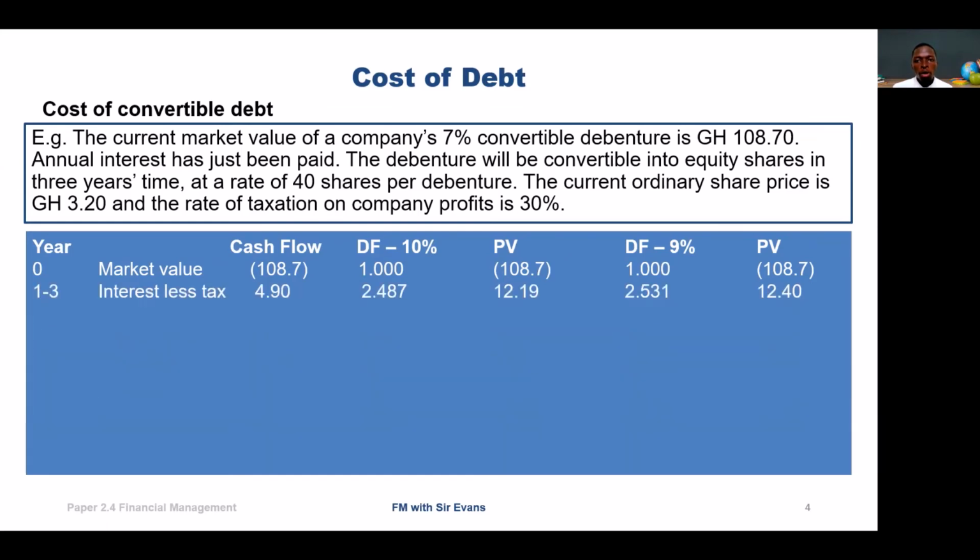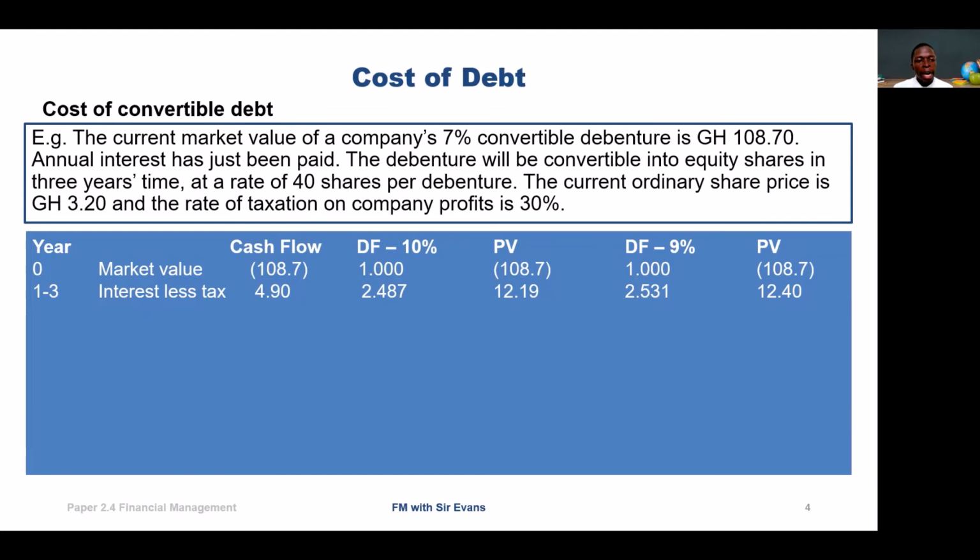Now for year 1 to 3, we know that the interest is going to be constant. So here we are introducing what we call annuity, which we'll look at subsequently. But let me just give you a heads up. So the annuity considers constant frequent payments or constant frequent cash flows over a period of time. So this discounting factor of 2.487 is an annuity discounting factor, a present value annuity factor, which we look at subsequently.